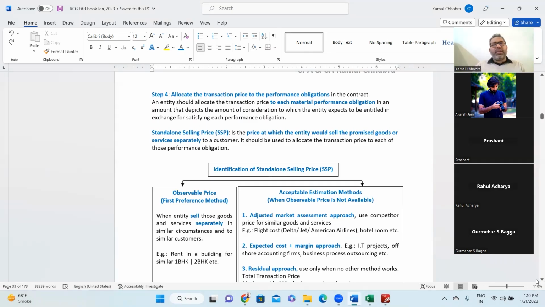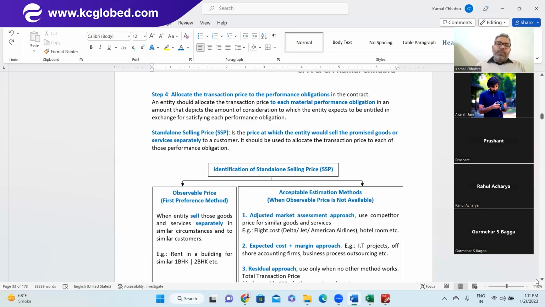There are certain methods defined in the standard. One is the observable price method, and second is the acceptable estimation method. First preference is always the observable price method. And if the observable price method is not suitable for your products and services, then you go to the acceptable estimation method. In the acceptable estimation method, there are three types of methods.